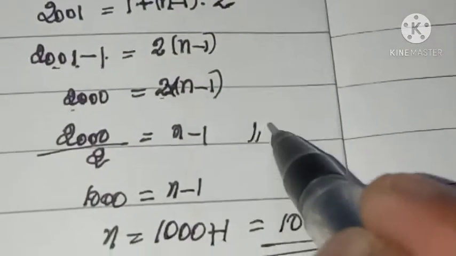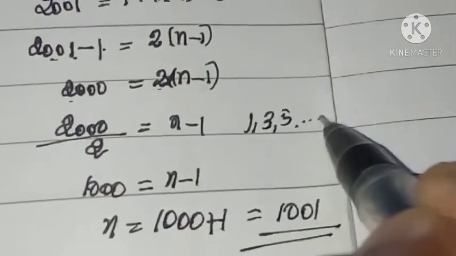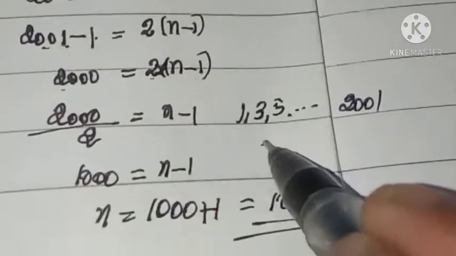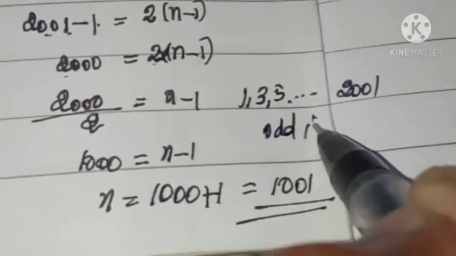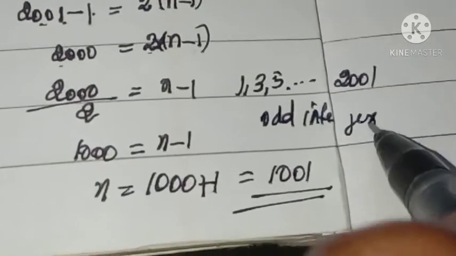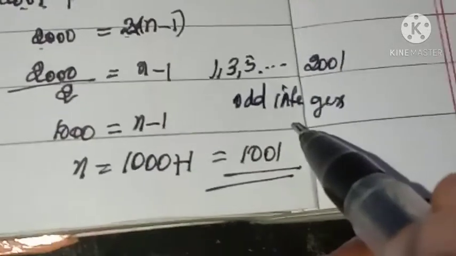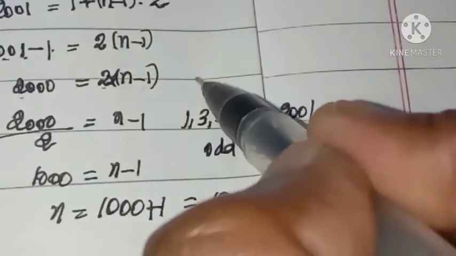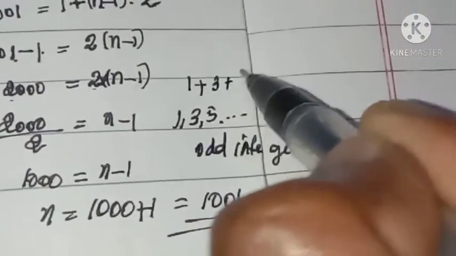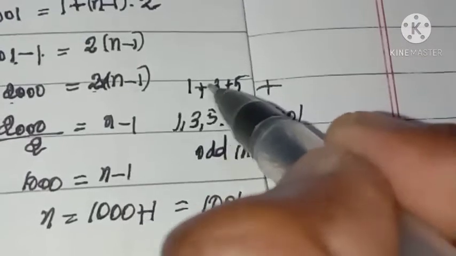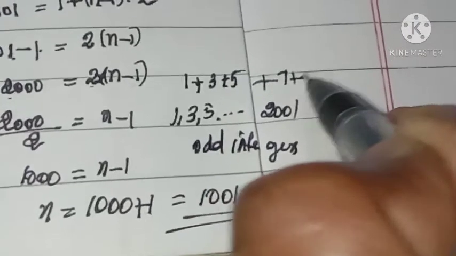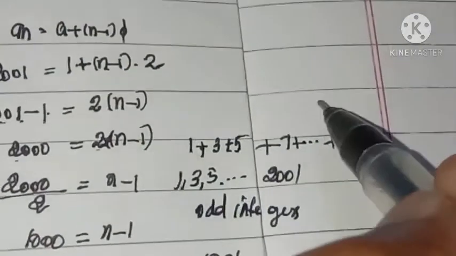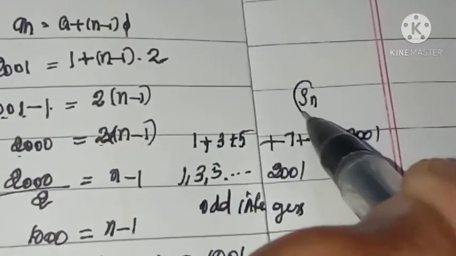So 1, 3, 5, etc., up to 2001, there are 1001 odd integers. Okay, 1001 odd integers are there. So our question is, what is the sum of these odd integers? What is the value of this series, 1 plus 3 plus 5 plus 7 plus etc., up to 2001? Okay, so we need to find Sn.